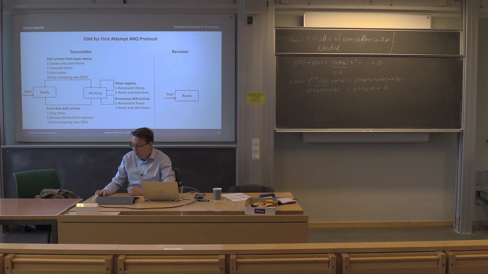The receiver, on the other hand, is even simpler. If it gets a frame which has errors in it, it just trashes it and does nothing. If it gets an error-free frame, it delivers it to the layer above and sends an acknowledgement. That's all it needs to do.